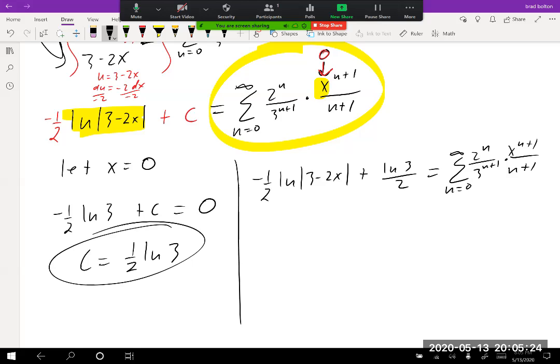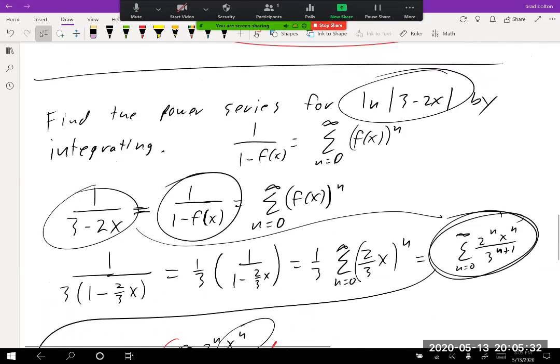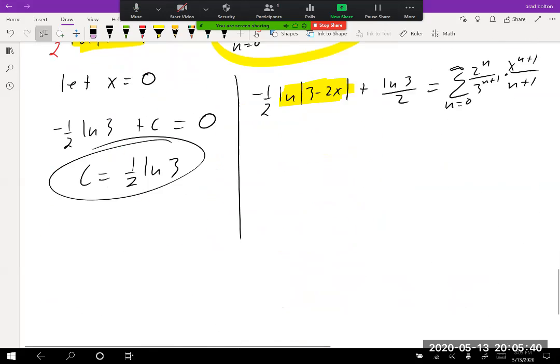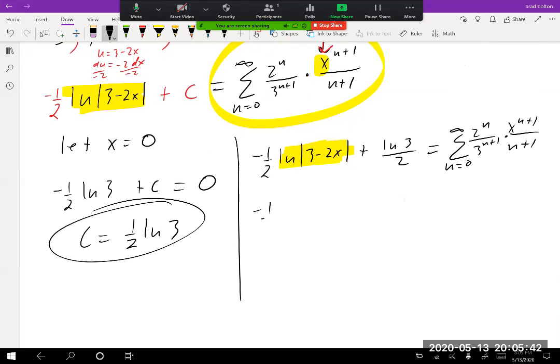Now our job is to solve for ln of 3 minus 2x. We got to get this alone. Once again, that's what we're trying to isolate, because way up here, this was the original goal. Find the power series for that. So that's what we're working on right now, okay? So we're going to isolate that. We're going to have negative 1/2 ln of the absolute value of 3 minus 2x equals negative ln of 3 over 2 plus the summation of 2 to the n over 3 to the n.